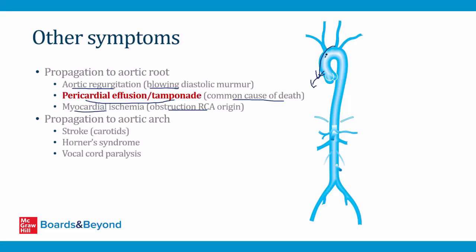On the other hand, if the dissection goes this way and disrupts the vessels in the arch, then you can see stroke symptoms from disruption of blood flow through the carotids. You can see Horner syndrome, which I talk about in the neurology section. This is a disorder where sympathetic innervation to the face is disrupted. And you can also see vocal cord paralysis from disruption of the recurrent laryngeal nerve, which runs around the aorta right here.